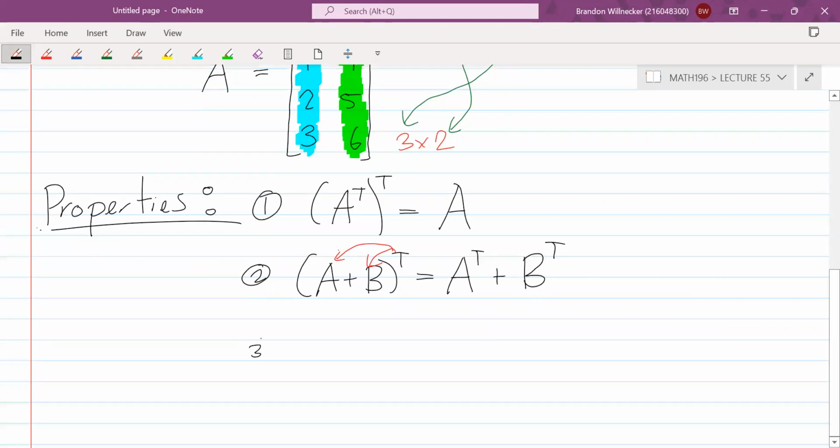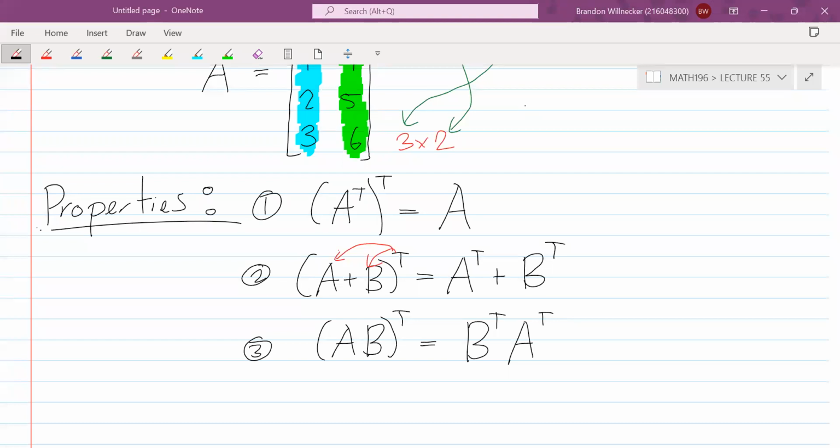Okay, the product is a bit trickier. If you have A times B transpose, then this is going to be B transpose A transpose. So you need to swap the order when you take the transposition of a product. The A and B swap around, and then they each get the transpose.